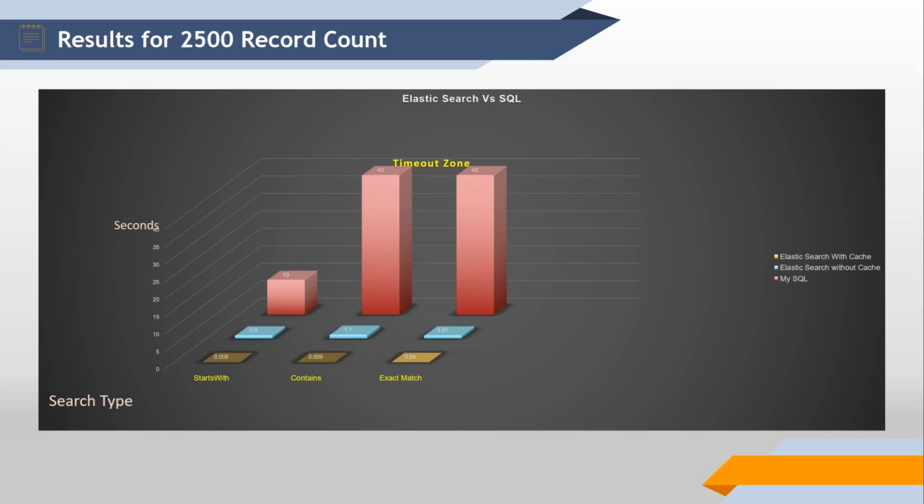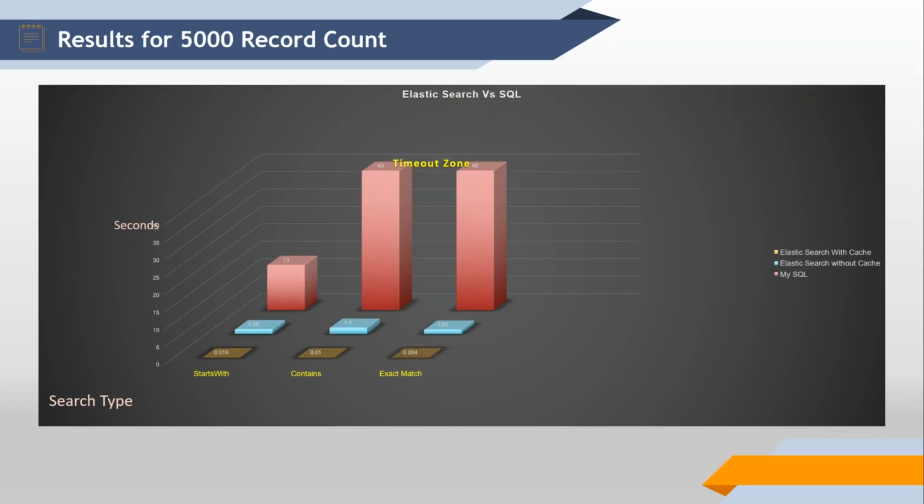So we have three types of searches in this application: starts with, contains, and exact match. In Elasticsearch with cache, we were getting results in 0.009 seconds for this 2500 record count. On the other hand, SQL was taking 10 seconds with starts with, and the other two types of searches were not giving results at all in SQL. They were timing out. You can literally go have lunch and come back, and the result is still not there. But that changed when we switched to NoSQL and Elasticsearch.